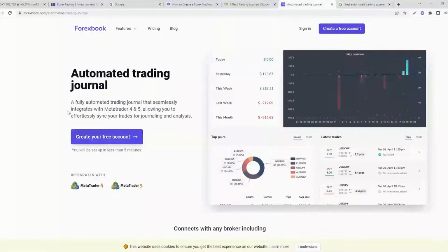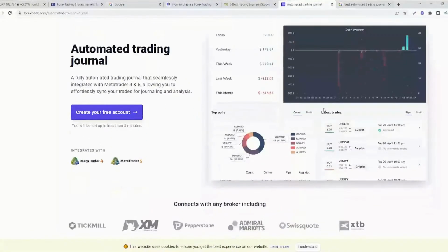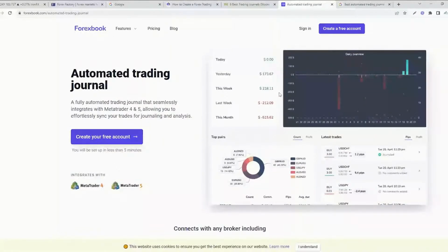So basically, this is a fully automated trading journal that seamlessly integrates with MetaTrader 4 and 5. Then you're able to sync all your trades for journaling and analysis as well. As you can see, this is the typical dashboard that you would see here on Forex Book. It'll give you your top pairs, the latest trades, when it was executed, when it was closed, and profits or losses in terms of pips as well. And you can toggle between pips and profit as well.